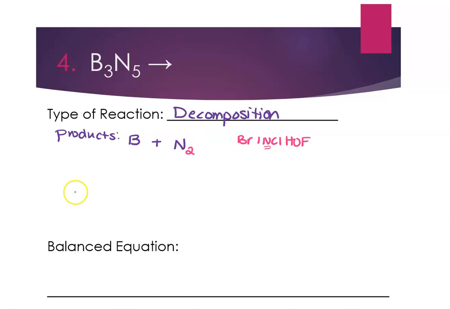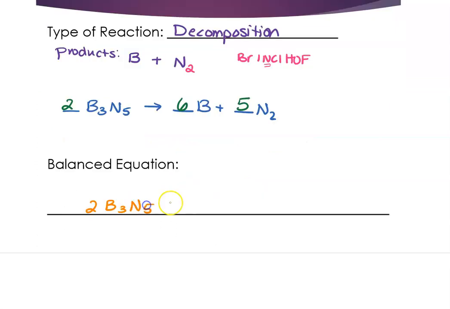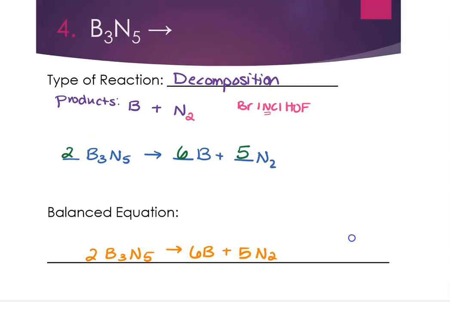All right, now let's balance this. I have the most N's, so I have 5 N's here and 2 N's here. So the least common multiple here is 10. So 5 times 2 is 10, and 2 times 5 is 10. And now that means I have 6 B's, so I need to put a 6 here. So I get 2B3N5 yields 6B plus 5N2.